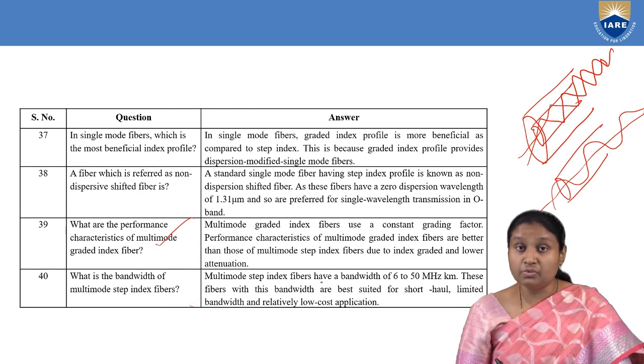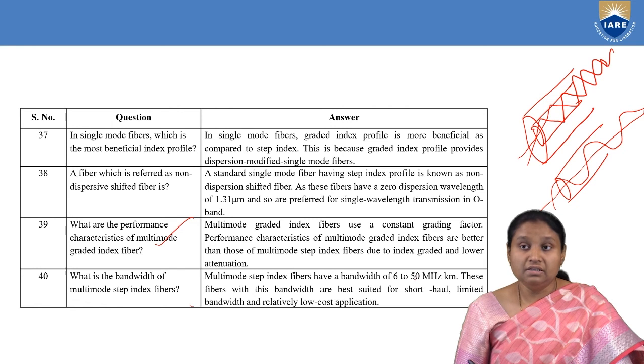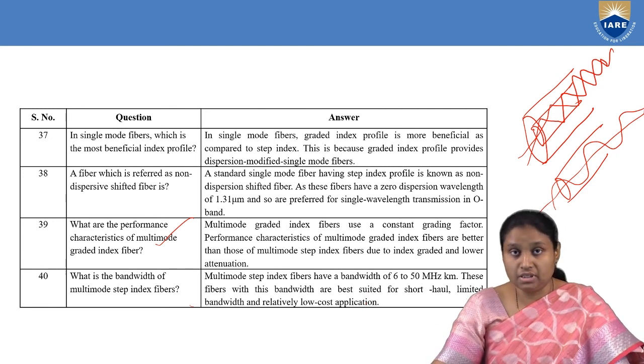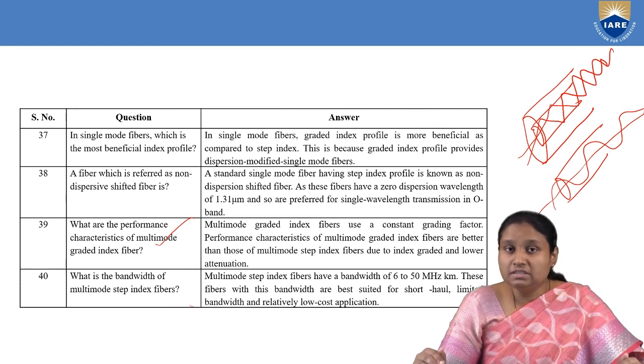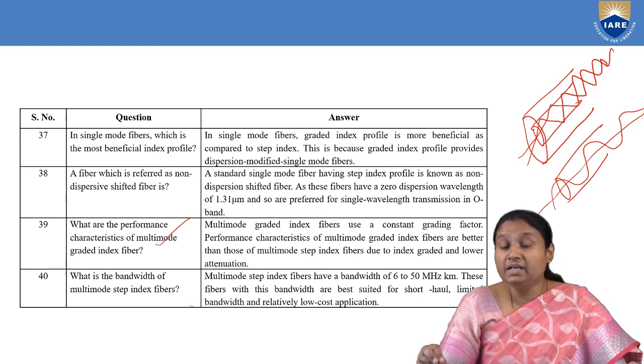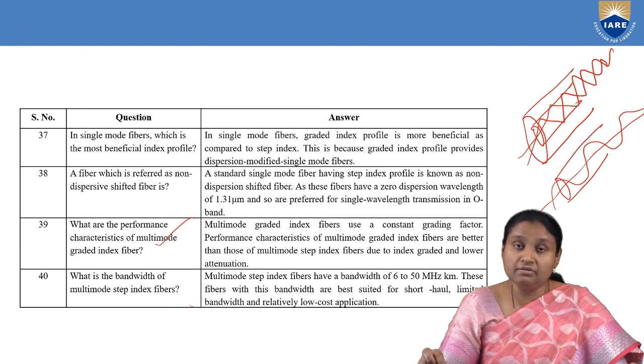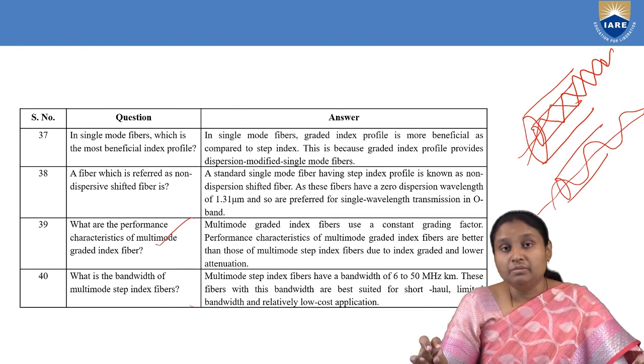Then coming to the last definition, what is the bandwidth of multi-mode step index fibers? If we take multi-mode step index fibers, they have a bandwidth of 6 to 50 megahertz. And these fibers with this bandwidth are best suitable for short haul, limited bandwidth and relatively low cost applications. So I hope that by going through all these definitions, we are going to have a better understanding of lasers and fiber optics. So I'm going to end my session here.